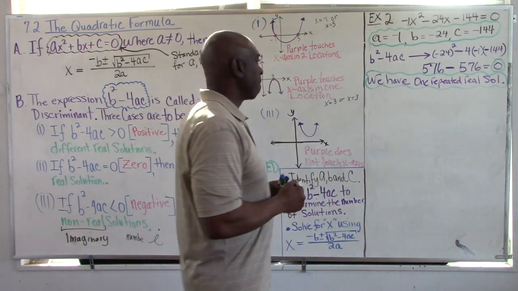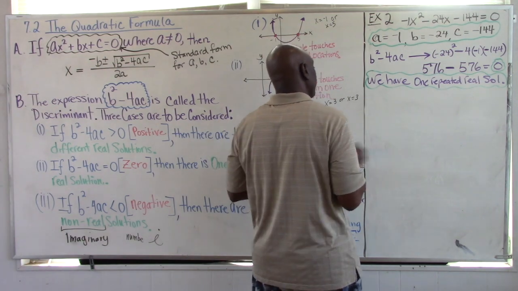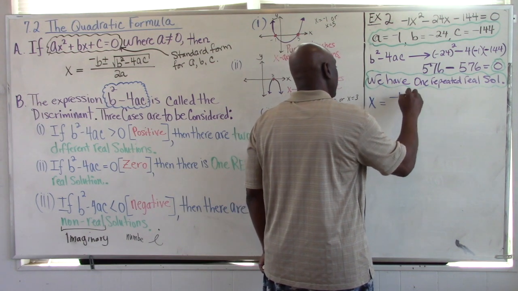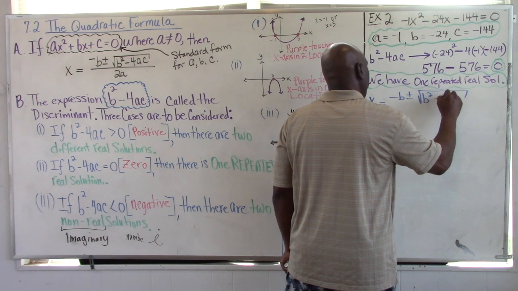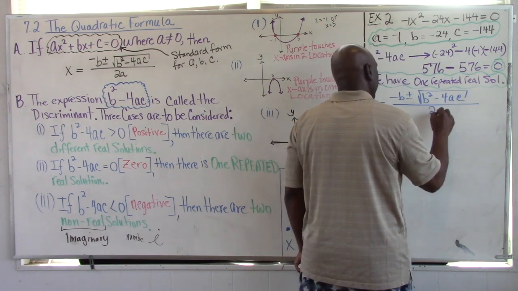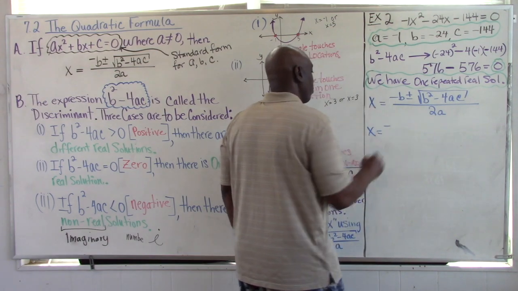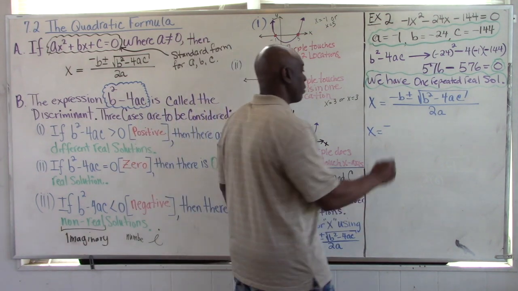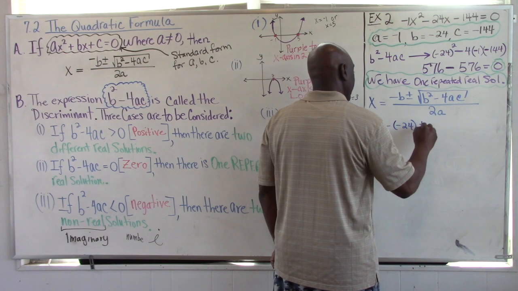Quadratic formula, which says that x equals negative b plus or minus the square root of b squared minus 4ac, and all of this divided by 2a. All right, so x is going to equal negative, bring the negative straight down, and what is b? B is negative 24. Plus or minus the square root.